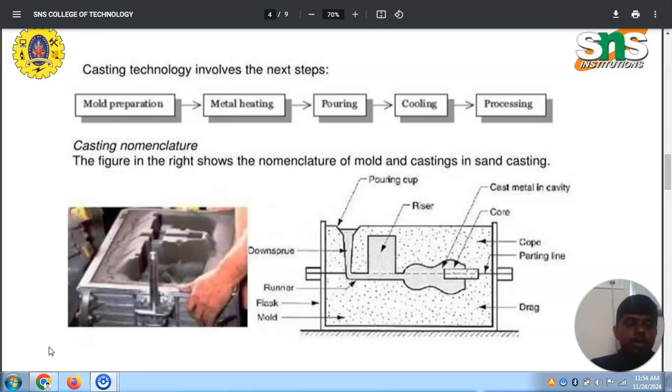Okay, so this is the flow chart of the casting process which you have seen in this slide. The casting technology involves basically 5 different steps. The first one is mold preparation. This is the first step that you need to do before you start the casting. Following that, metal heating is done. Once you prepare the mold, you just need to melt the metal with the help of heat.